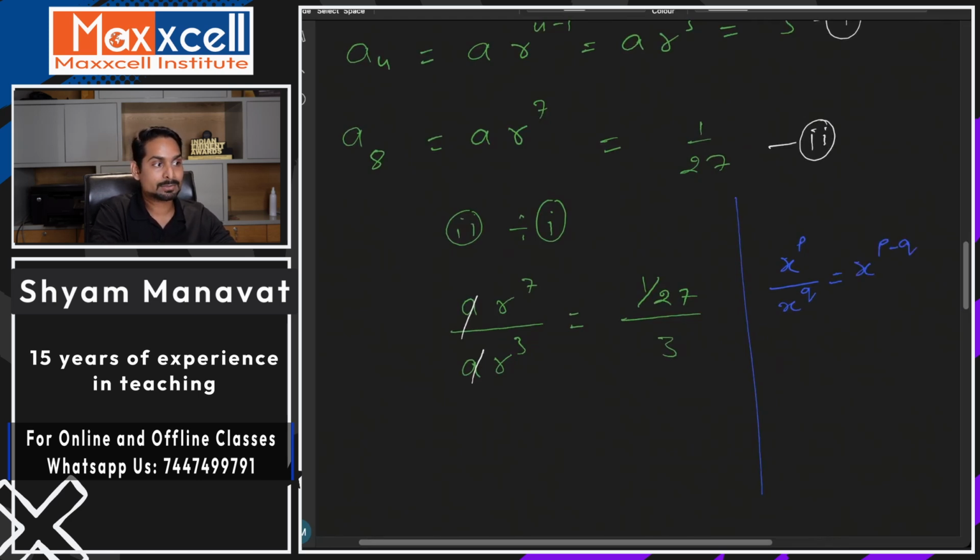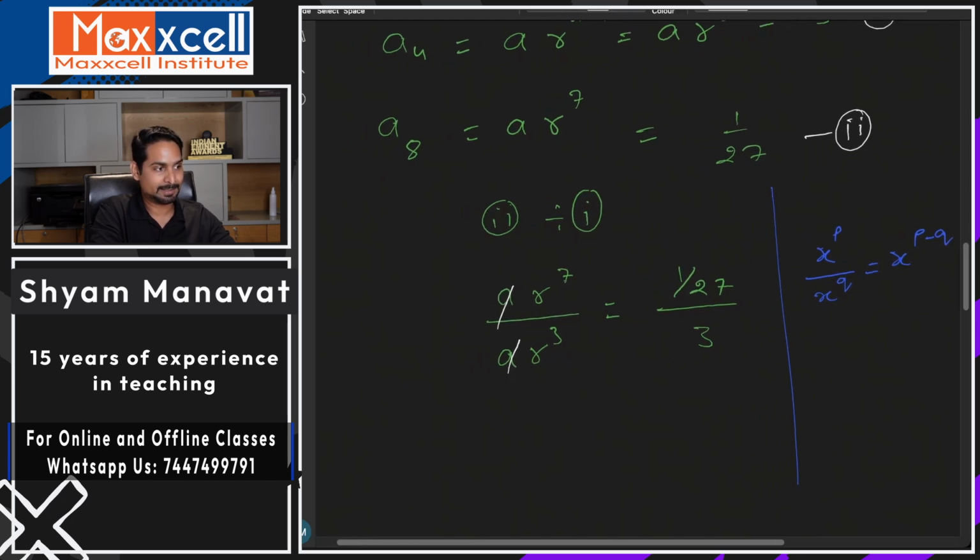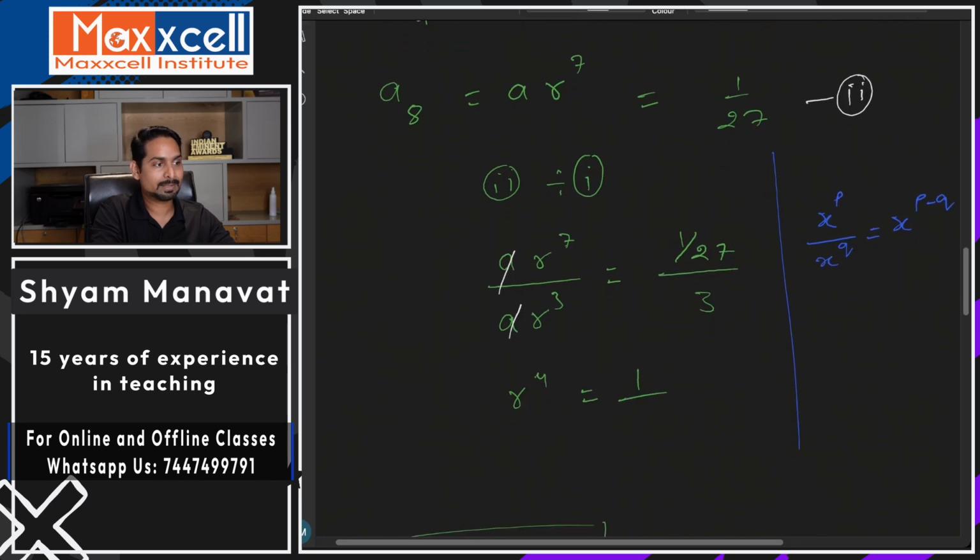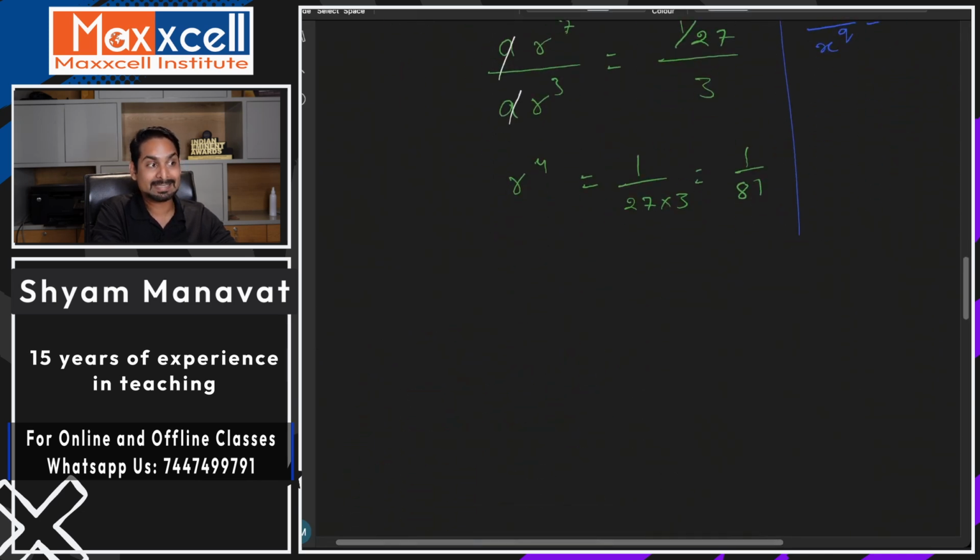So here R^7 by R^3 gives R^(7-3), that is R^4. Here if you simplify, this becomes 1 upon 27 into 3, that's 1 upon 81. Now tell me, if R to the power 4 is 1 upon 81, what should be the value of R? The fourth root of 1 upon 81. 81 is 3 raised to 4, so that will get you 1 upon 3, right? You got the common ratio.